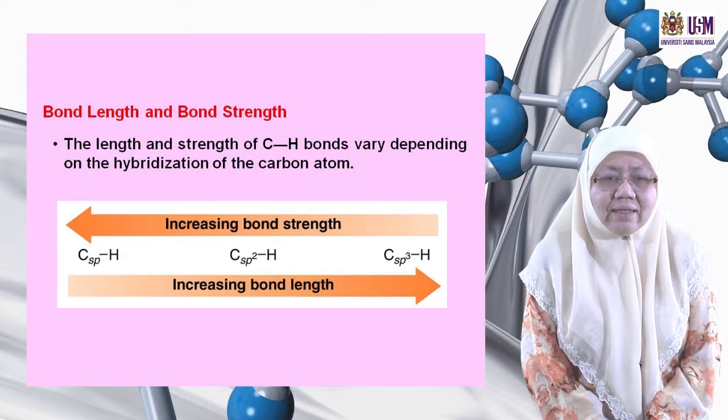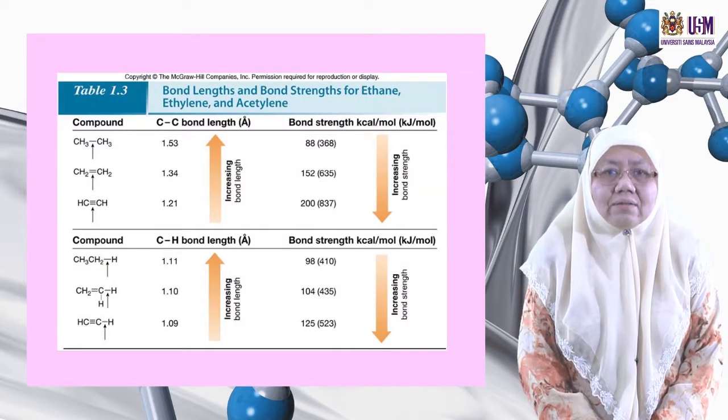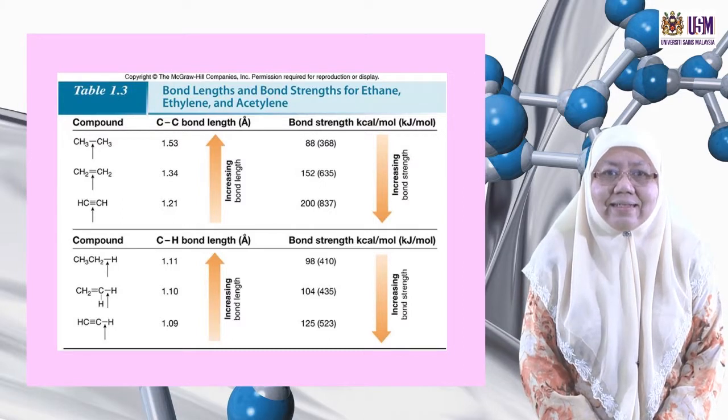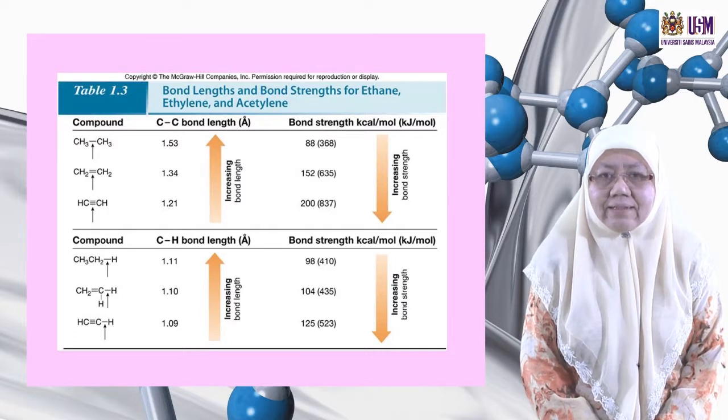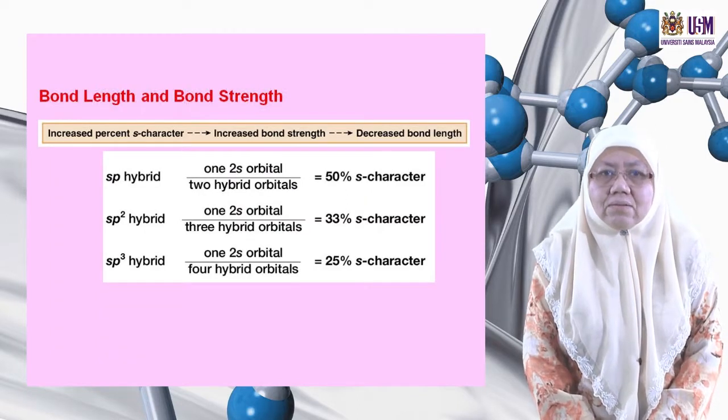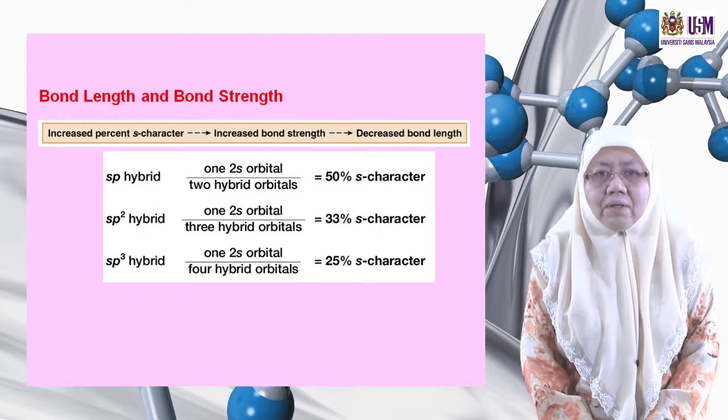The sp carbon with the hydrogen bond is the strongest as compared to the sp3 with the hydrogen. Bond length and bond strength for ethane, ethylene and acetylene is as given in table 1.3. Bond length and also bond strength depends on the S character of the bond.